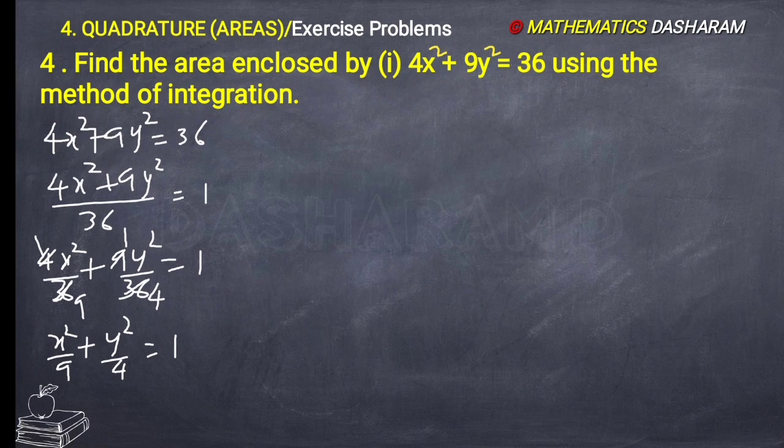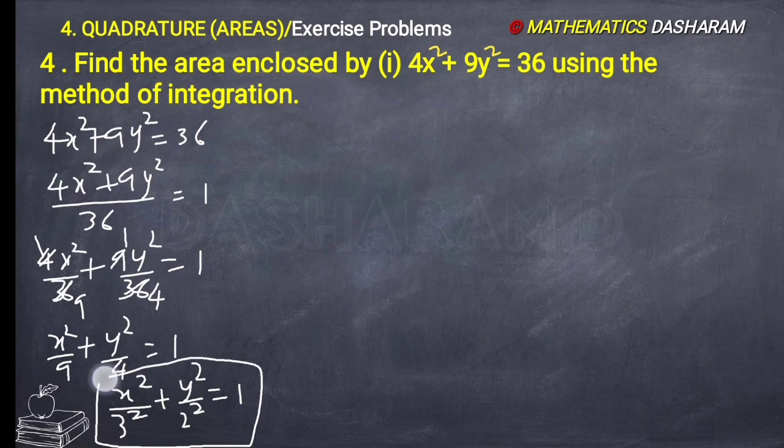So it is an equation of an ellipse. Let us write one more step. Here x square by 9 can be written as 3 square, y square by 4 can be written as 2 square, equals 1. So this is the equation of an ellipse.